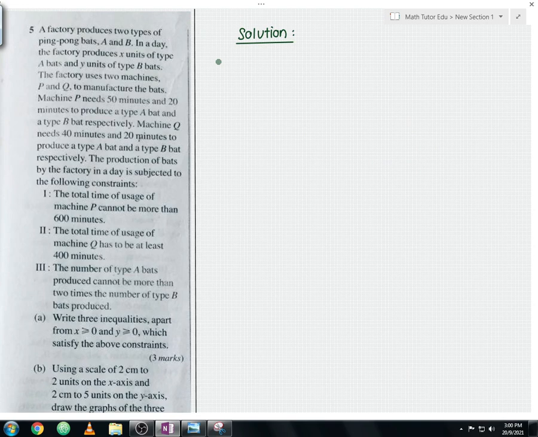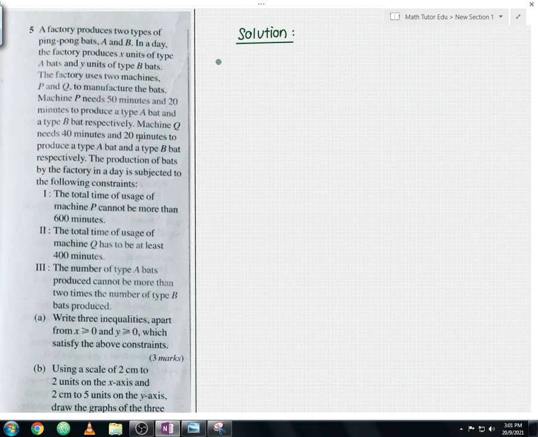Okay, let me read the question now. A factory produces two types of ping pong bats, A and B. In a day, the factory produces X units of type A bats and Y units of type B bats. The factory uses two machines P and Q to manufacture the bats. Machine P needs 50 minutes and 20 minutes to produce a type A bat and a type B bat respectively. Machine Q needs 40 minutes and 20 minutes to produce a type A bat and a type B bat respectively.